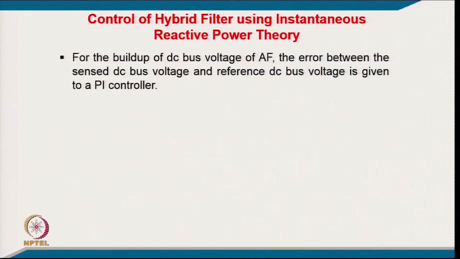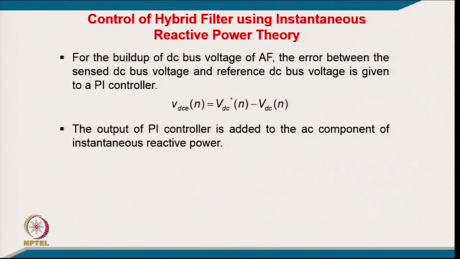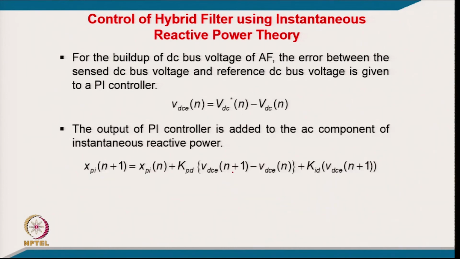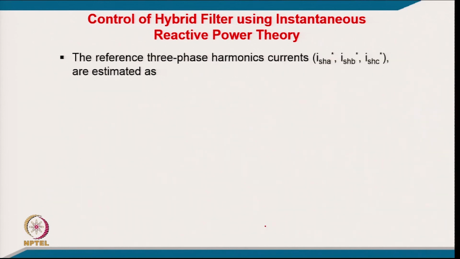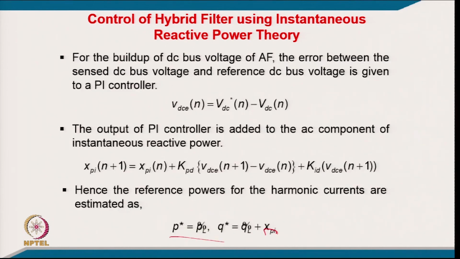Therefore, the electrical quantity to be controlled in a DC voltage feedback loop of the active filter is added to the reactive power. So, for building up the DC voltage of the active power filter, the error between the sensed DC voltage and the reference DC voltage is given to a PI controller, and the output of the PI controller is added to the AC component of the instantaneous power. This is the output of the PI controller of the DC link, and the reference power of the harmonic currents is estimated from these relations, where we have added this output of the PI controller to the reactive power.